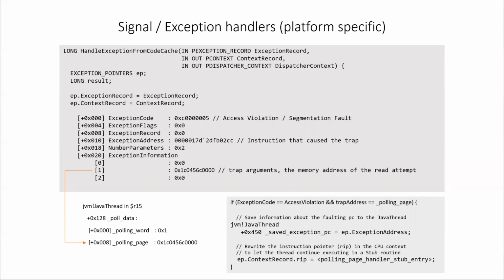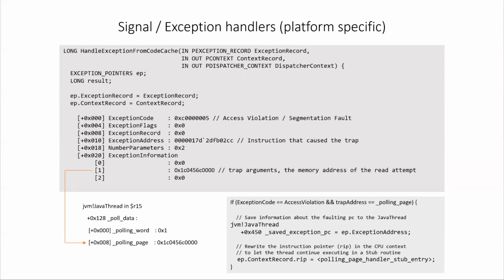There is also information provided about which instruction caused it, and also what memory address was attempted. So inside the signal handler, we can determine that the memory address is the Safepoint poll page. And so we know that this access violation or segmentation fault is not a real crash, but is instead related to cooperative suspension. We save the instruction that trapped into a field of the Java thread called saved exception PC.